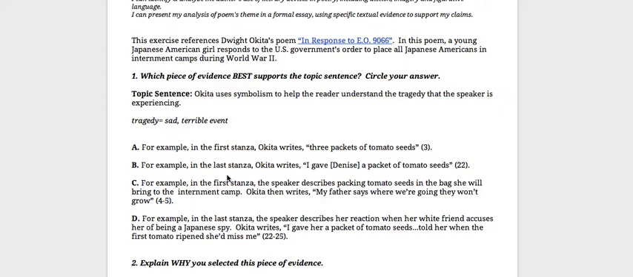So I'm going to talk through which piece of evidence best supports our topic sentence. The topic sentence here is: Okita uses symbolism to help the reader understand the tragedy that the speaker is experiencing. In this topic sentence, I'm discussing a device, symbolism, and the effect of this device, the tragedy that the speaker is experiencing. Your essay will be a little bit different because you're focusing on theme, and here I'm talking about a different kind of effect.